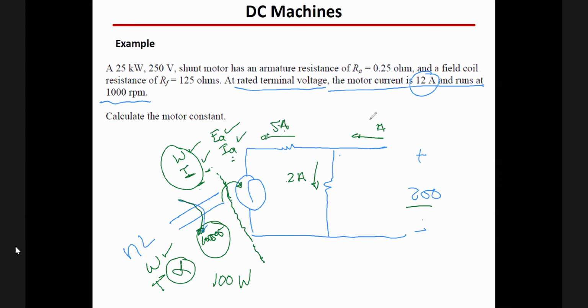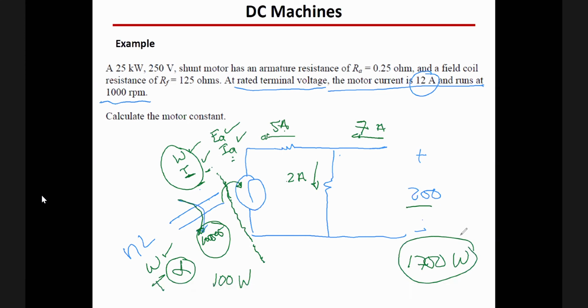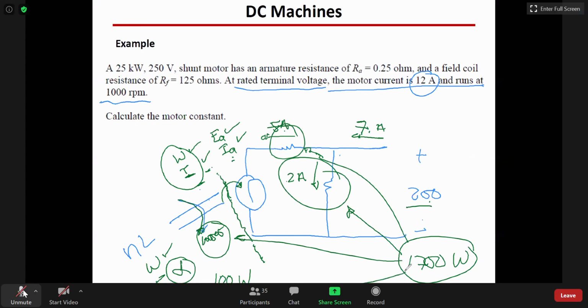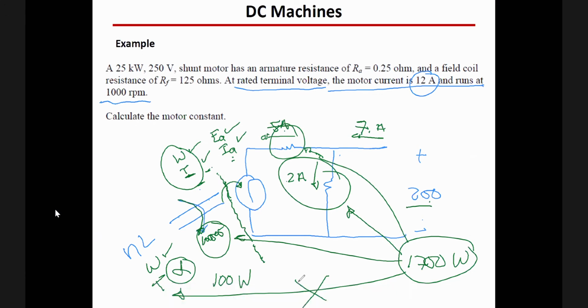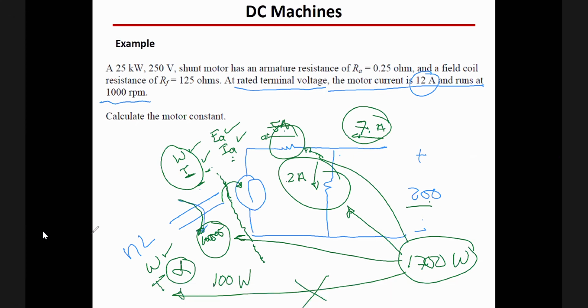What does that mean for the current here? It equals 7. So compare it to the previous one. Now the input is going to be equal to 1750, right? Which is 250 multiplied by 7. Part of it will go to this, another part will go to the ammeter, and the remaining part will go to the losses here. Is there any output? No. So whatever you have as input here is basically feeding all the internal losses, even if there is no load connected here.